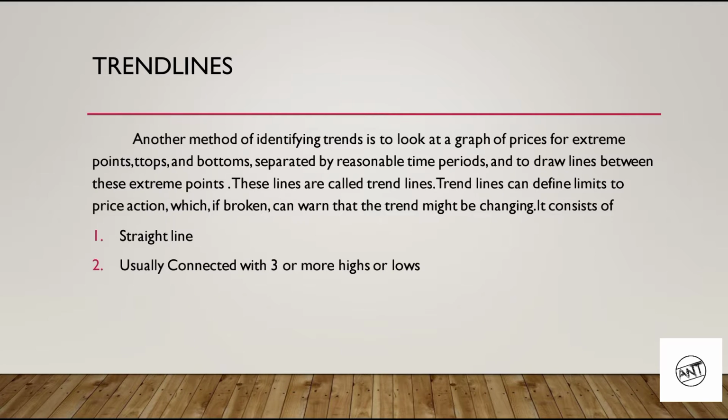Trend lines. Another method of identifying trends is to look at a graph of prices for extreme points, tops and bottoms, separated by reasonable time periods, and to draw lines between these extreme points. These lines are called trend lines. Trend lines can define limits to price action, which, if broken, can warn that the trend might be changing. It consists of 1. a straight line, 2. usually connected with 3 or more highs or lows.